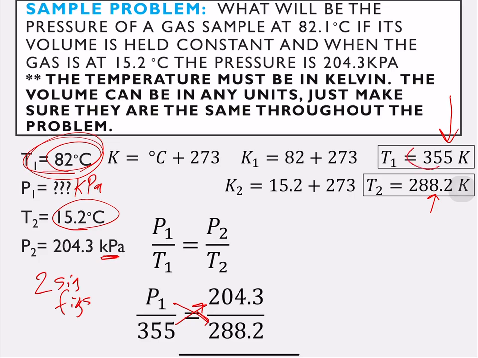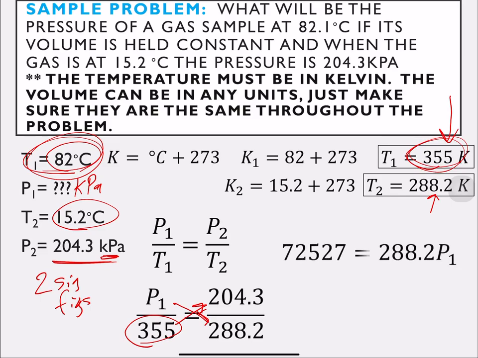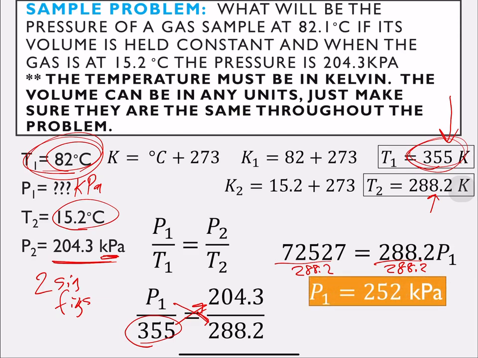So our T1 of 355 is here. We're going to cross multiply with our P2 that was given to us. And then that leaves us with 288.2 times P1. Divide both sides by 288.2 to isolate our variable. And remember we said round to 2 sig figs. So darn it, look at that, that is our answer instead. I did that on both of the last problems now. Anyway, so 250 kilopascals is 2 significant figures.